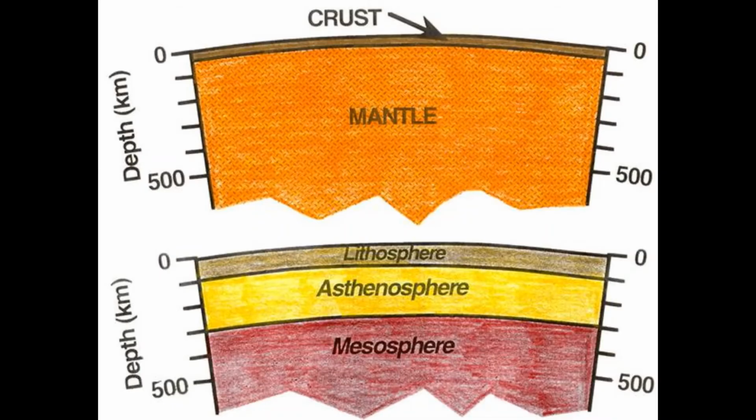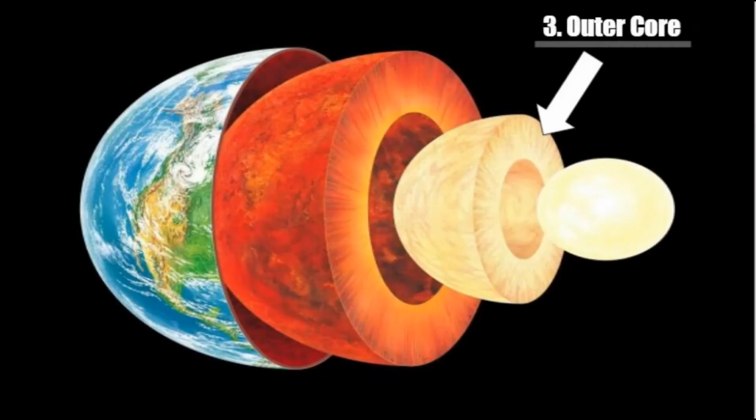The Earth's mantle has three main zones. Let's take a look at this drawing to see the different zones. First, we have the lithosphere, then the asthenosphere, and finally the mesosphere. These zones are made of different materials, causing them to separate.